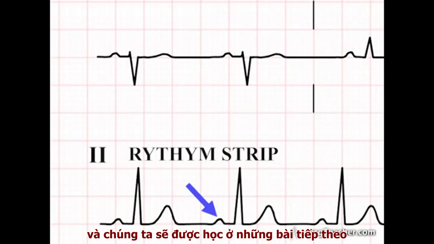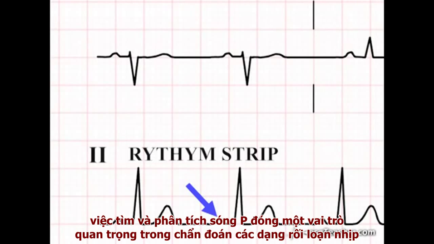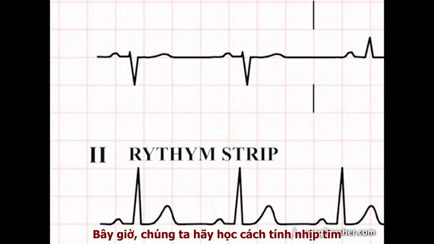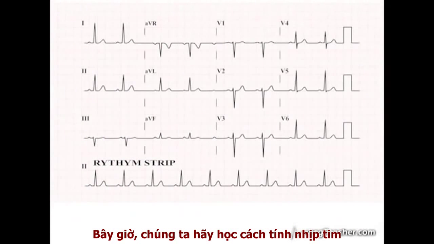waves, and as we'll see in subsequent sections, identification and analysis of P waves plays a key role in the diagnosis of rhythm disturbances on the ECG. For now, let's deal with the calculation of heart rate.